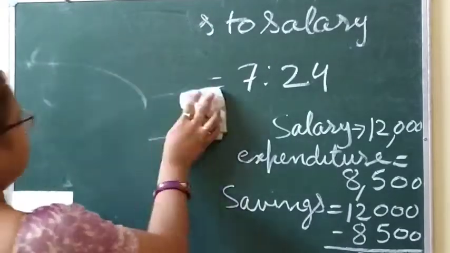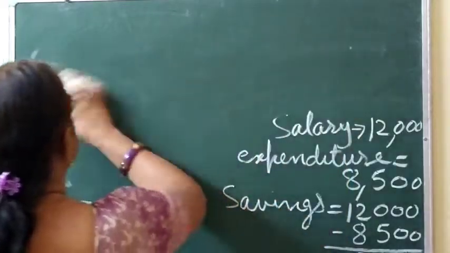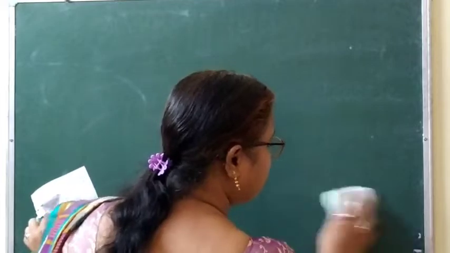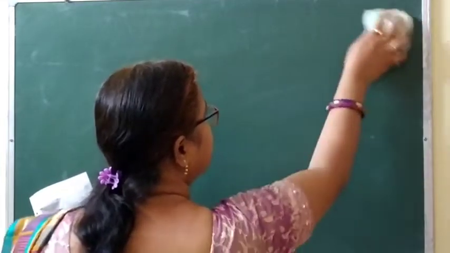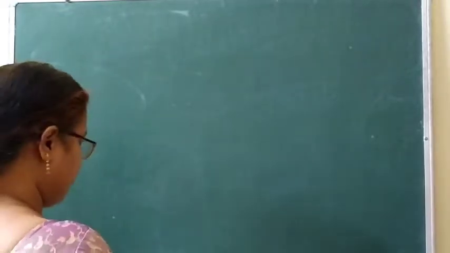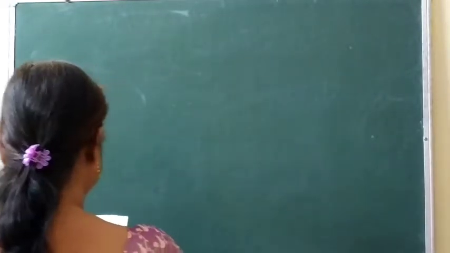Clear? In ratio you have to find out what is given first. If you have to find the ratio between salary to expenditure, it means as a numerator you have to write salary and as a denominator you have to write the expenditure.